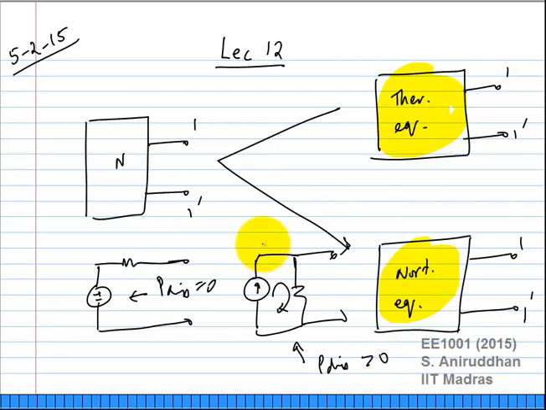Because remember that the power for a voltage source or a current source comes from some chemical energy. Okay, the electrical energy is actually transformed chemical energy. We are not tracking that. We are not tracking the chemical energy. Fine. Any questions on Thevenin or Norton equivalent circuits?